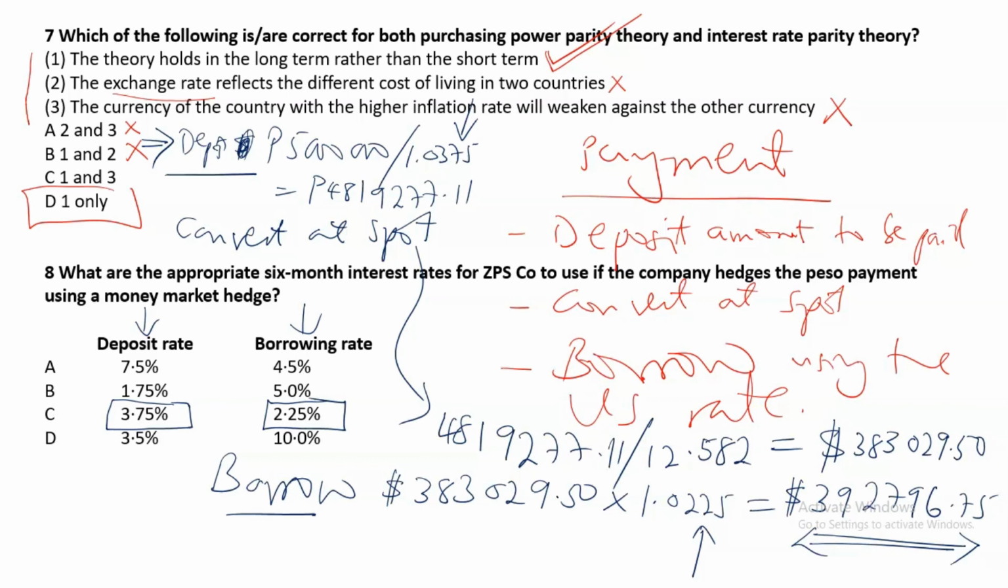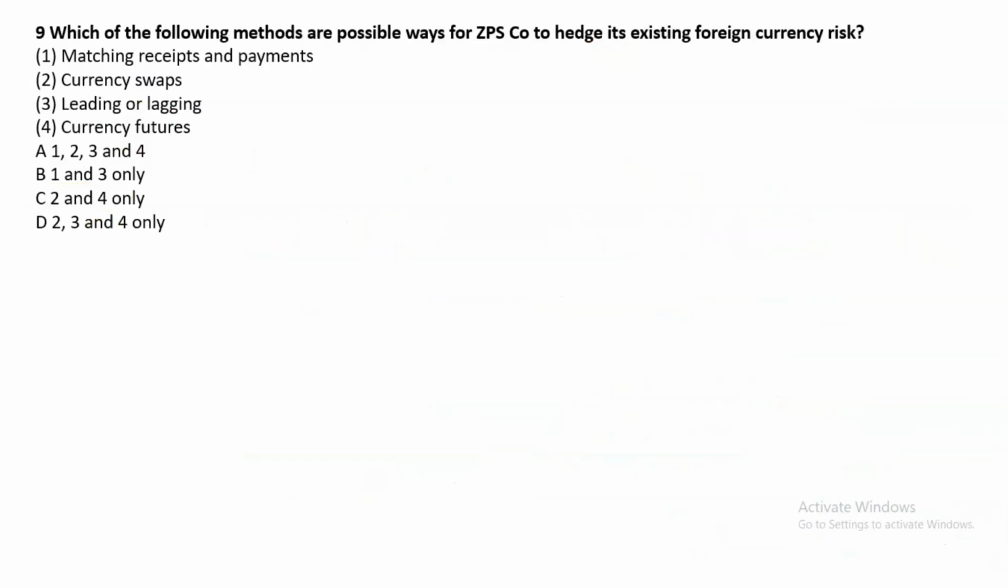Okay, that being said, we should move on to this particular question. Which of the following methods are possible ways for ZPS Co. to hedge its existing foreign currency risk? Could they use matching receipts and payments?